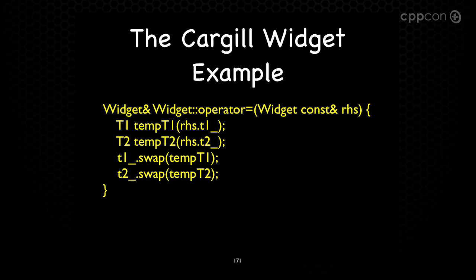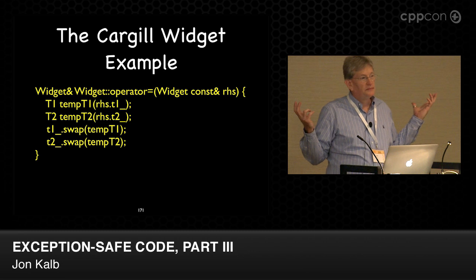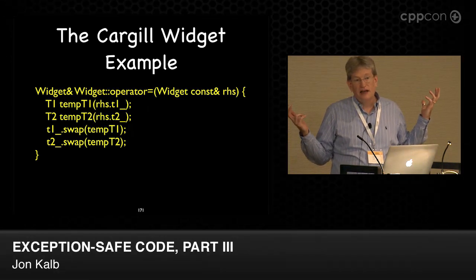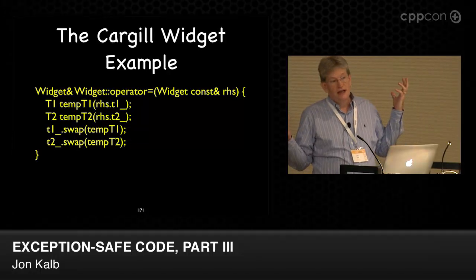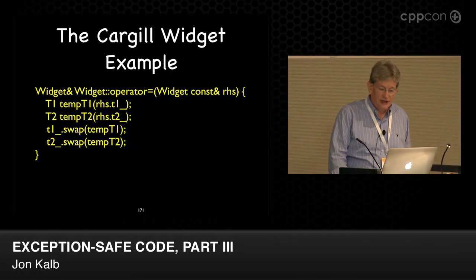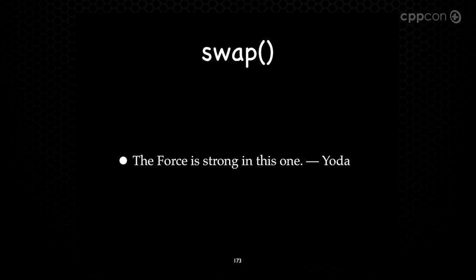Well, turns out you can pretty easily if you can swap. You make two temporaries and then you swap. So Cargill said it wasn't possible. But I say we follow the guidelines and we make a non-throwing swap and suddenly we can do the impossible. And notice the reason we can do it is because of the critical line. Swap. The force is strong with this one.